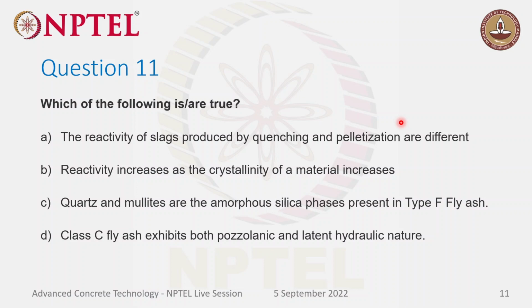So to give a small clue, class C fly ash will have at least 18 to 20% of calcium oxide in its chemical composition. So let me start the timer now. After a minute, we'll see the solution. Please pick out the true statements, which is correct.